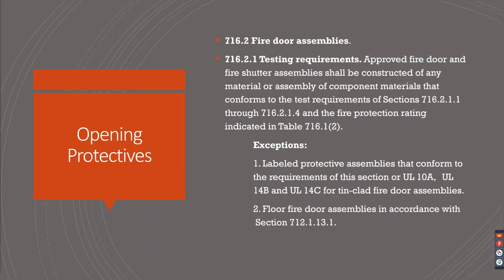Testing requirements. Approved fire door and fire shutter assemblies shall be constructed of any material or assembly of component materials that conforms to the test requirements of 716.2.1.1 to 716.2.1.4 and the fire protection rating indicated in 716.1.2 in that table. And then exceptions. Exception 1: labeled protective assemblies that conform to the requirements of this section or UL 10A, UL 14B, and UL 14C for tin-clad fire door assemblies. Exception 2: floor fire door assemblies in accordance with 712.1.13.1.